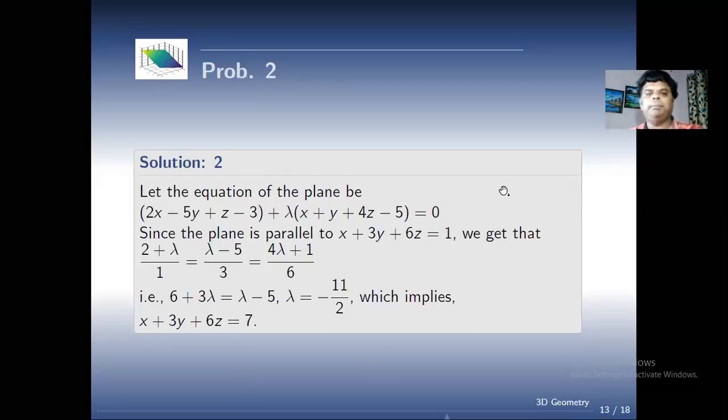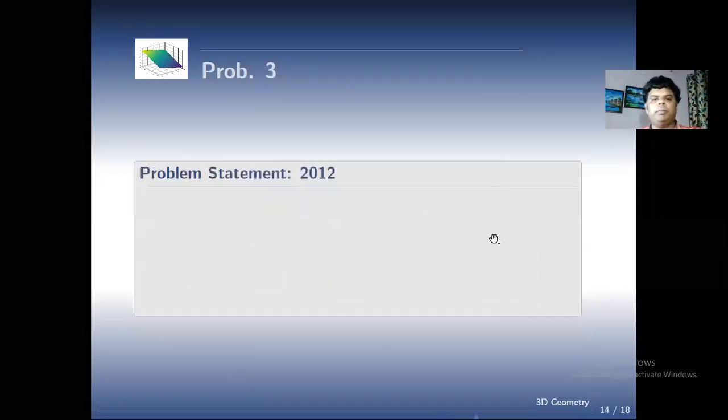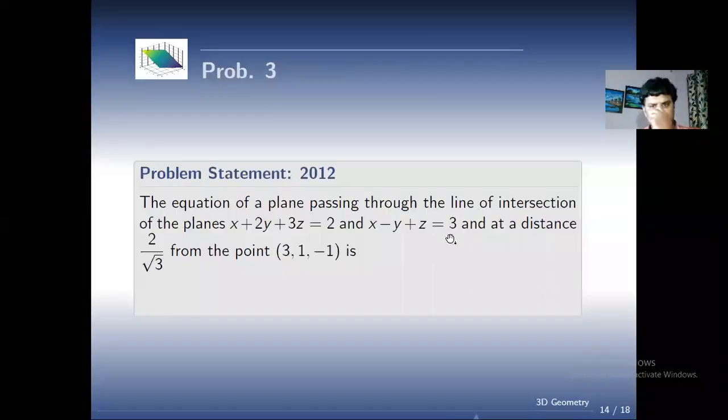Next, problem 3. This is from 2012. We are given that the equation of a plane passing through the line of intersection of the planes x plus 2y plus 3z equals 2, and the other plane being x minus y plus z equals 3. This plane passes through this line of intersection, and it is at a distance of 2 by square root of 3 from the point 3, 1, minus 1. And we are asked what should be the equation of the plane, and we are given 4 choices.